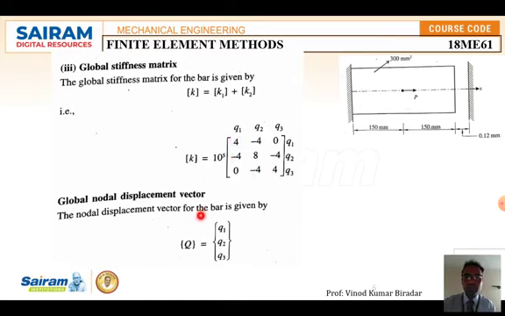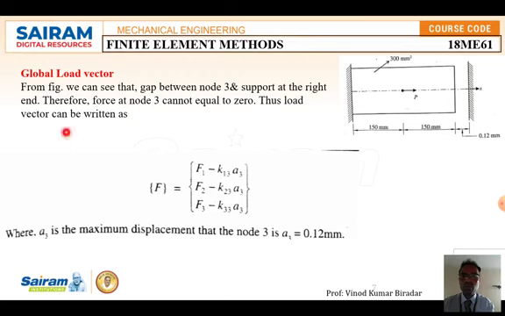And the nodal displacement vector, since there are 3 nodes, is q1 q2 q3, that is u1 u2 u3, both are the same. Now the global load vector, this is most important here. Global load vector, force.